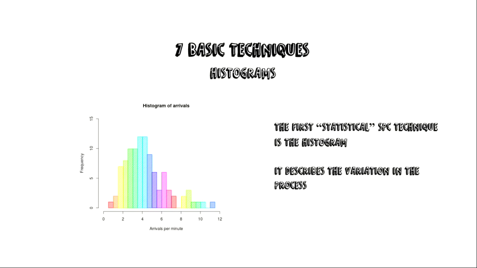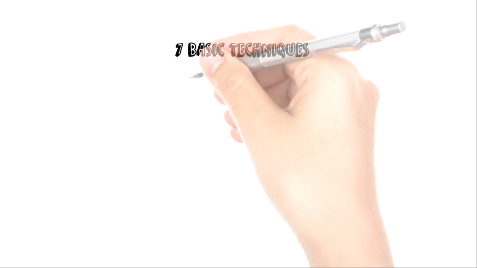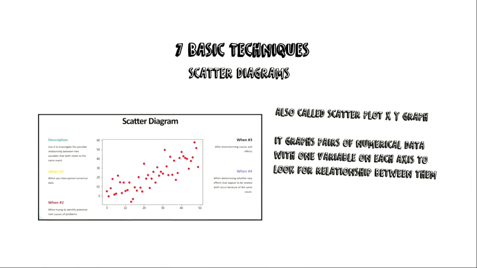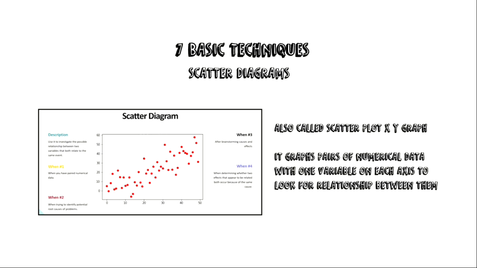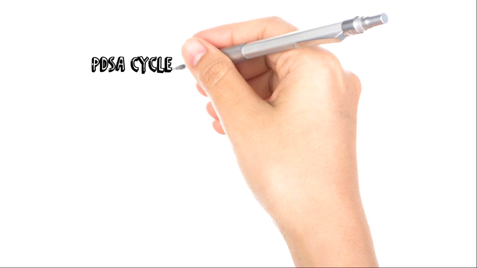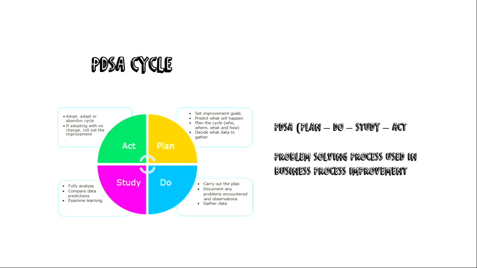It describes the variation in the process. Lastly, scatter diagrams, also called scatter plot or XY graph. It graphs pairs of numerical data with one variable on each axis to look for relationship between them. PDSA cycle. PDSA, Plan, Do, Study, Act. Problem-solving process used in business process improvement.